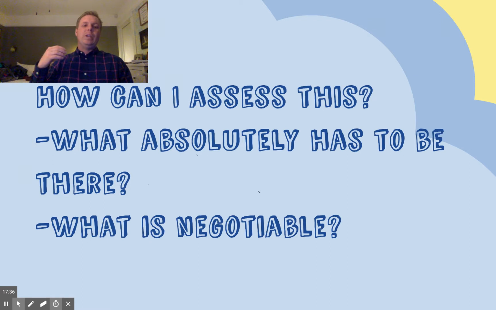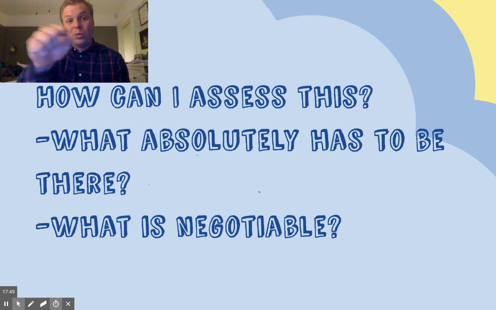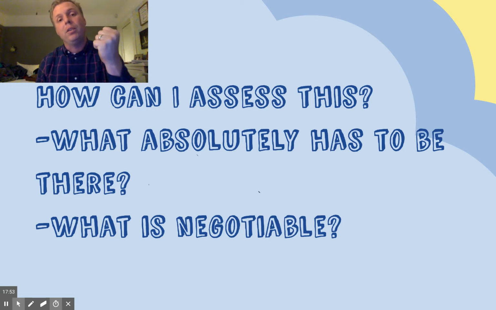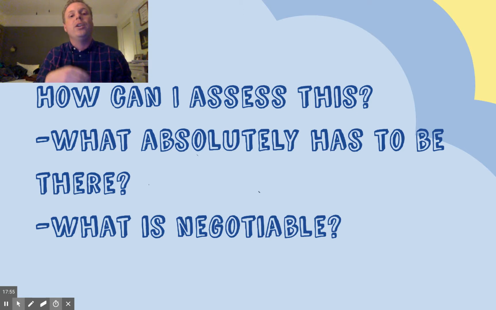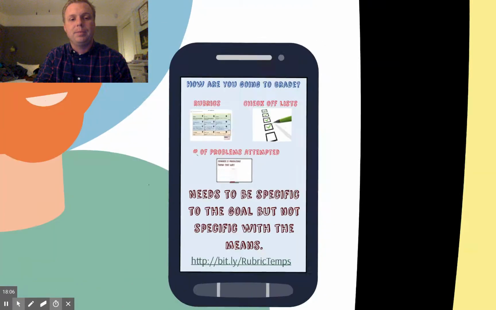So in thinking about your goal and what you're assessing, what absolutely has to be there? What do you absolutely need to see to show or make a defensible case that a kid has mastered a standard? Then, once you identify what those things are that you are tight-fisted about, what is negotiable? What are you okay with a kid showing you? Which ways are you okay with a kid showing you? Which tools are you okay with a kid using to show their understanding there?